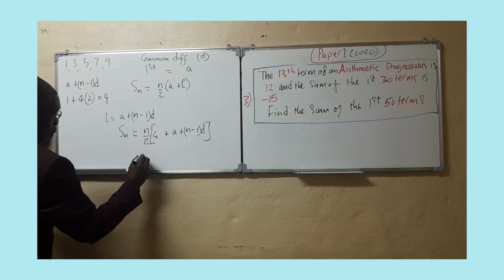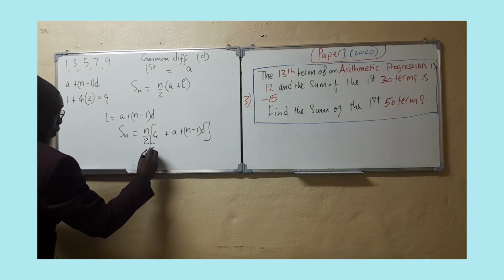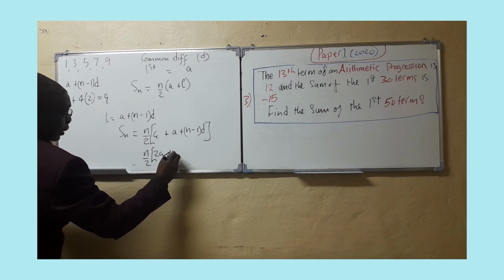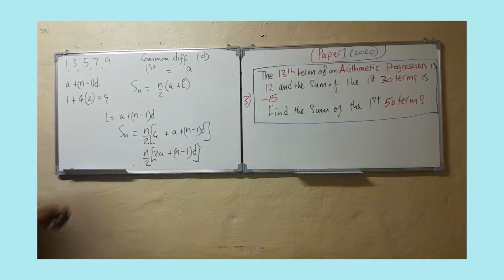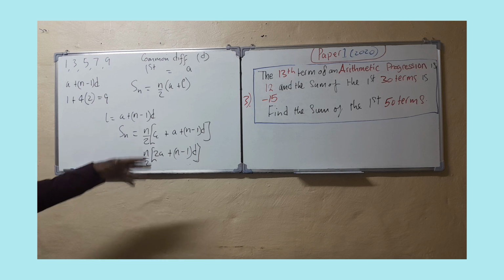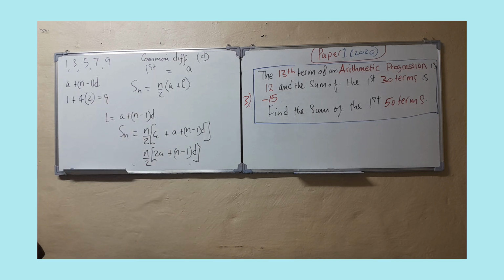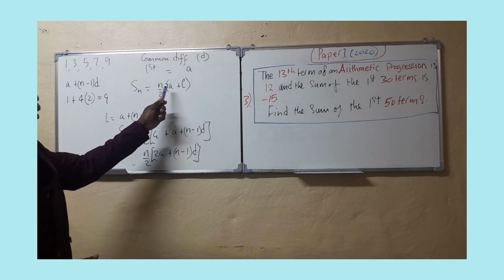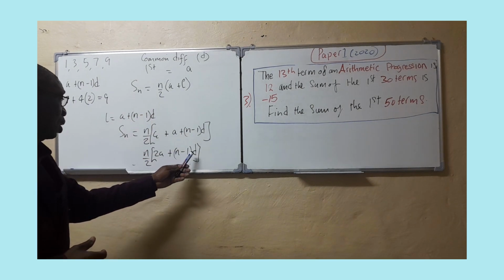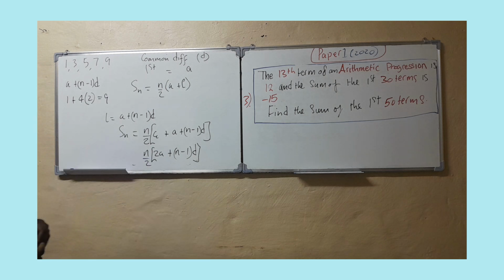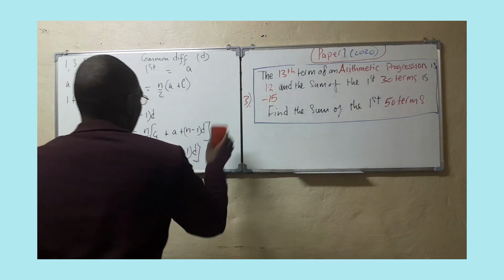We can add those two A's. It's n over 2, big bracket, 2A plus n minus 1 D. That's an alternative formula for the sum to n terms. Of course, which one you use depends on which information you are given. If you are given the first and the last term, this is the one to use. If you have got your common difference and your first term, this one will suit you. Okay. That makes us ready to tackle the problem.